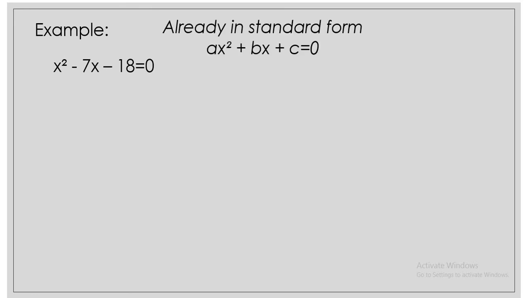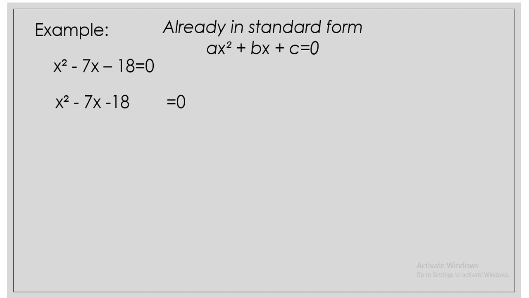Another example is x squared minus 7x minus 18 is equal to 0. So let's take a look at the equation. The equation is already in the standard form of the quadratic equation, ax squared plus bx plus c is equal to 0. So no need to perform step 1, which is to transform it into the standard form. Let's go on to the next step, which is to divide both sides by the value of a. But the value of a is 1, so no need to do that.